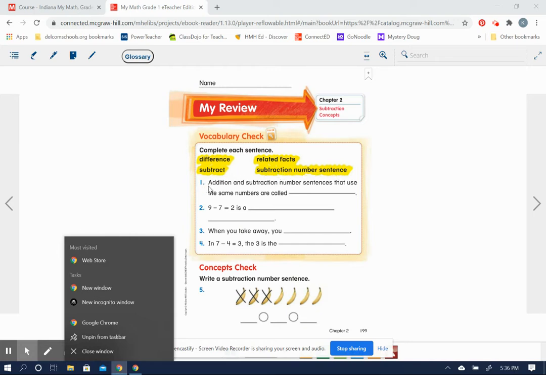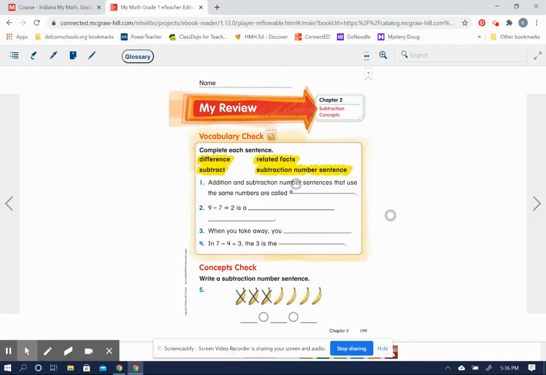Okay, so number 1 says, we're going to fill in these blanks here. Addition and subtraction number sentences that use the same numbers are called what? I hope you said related facts. Remember, when they're using all the same numbers, then they are related. They're in the same fact family. So we're going to write here related facts.